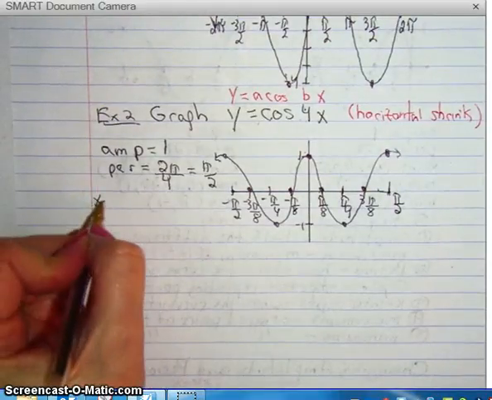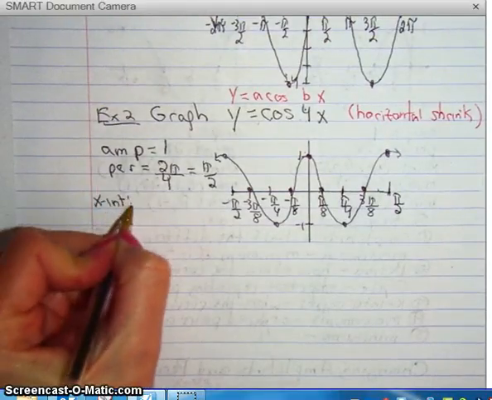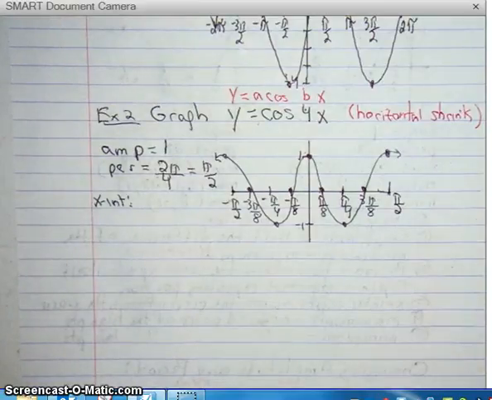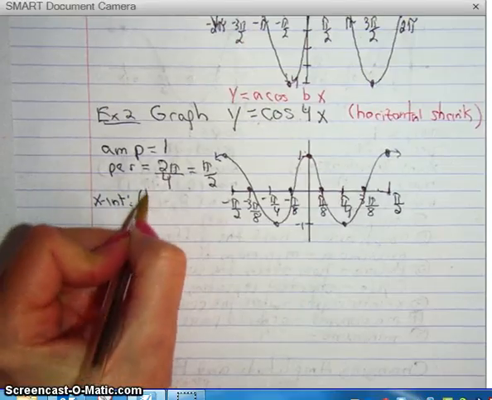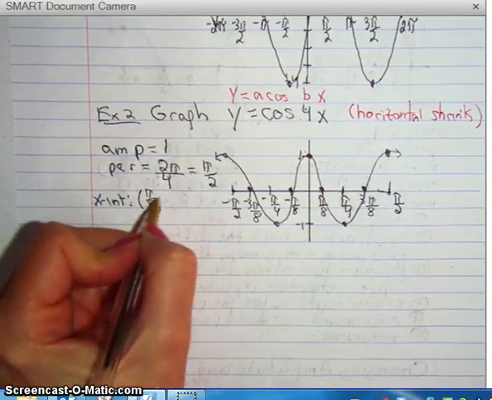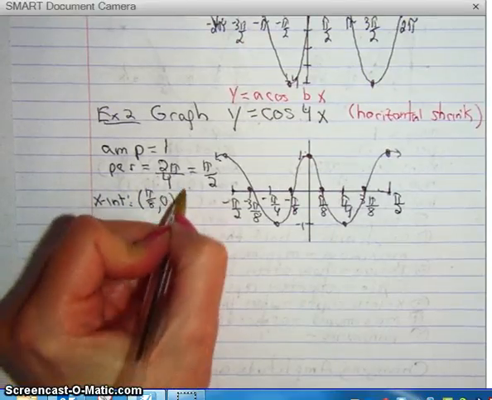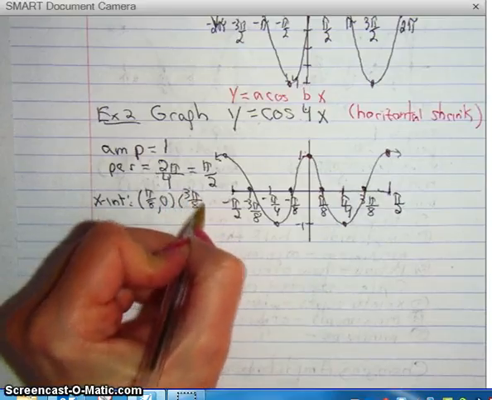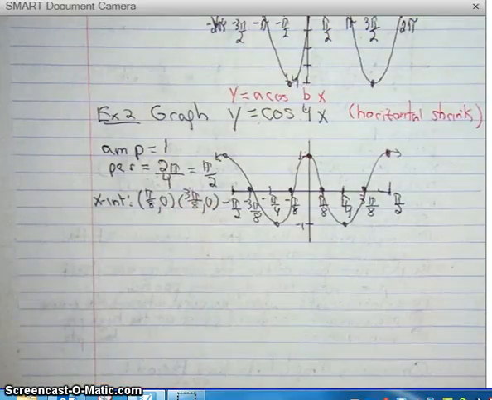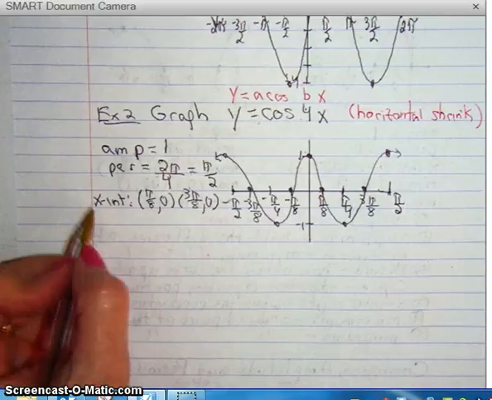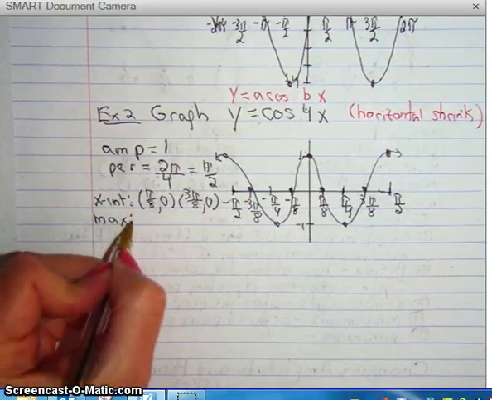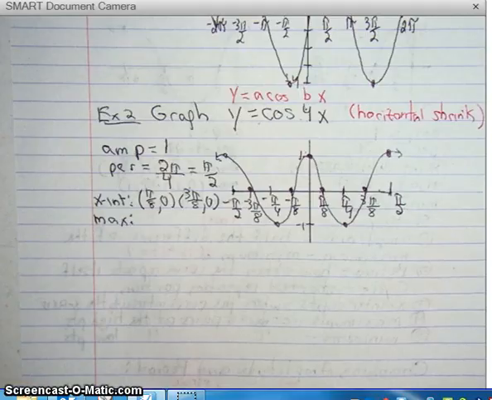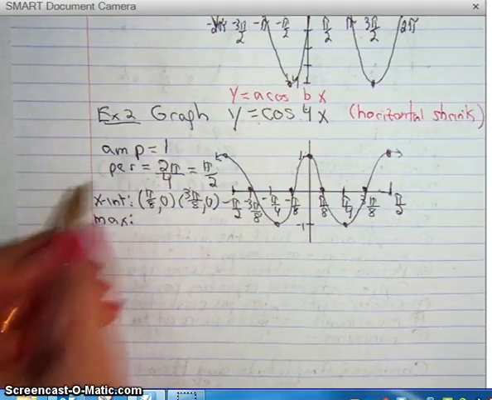X-intercepts. Sydney, and guys, only on the positive side. I would never ask you for the negative side. Sydney, we got 2 of them. Where are they at? Pi over 8, 0. And 3 pi over 8, 0. Thank you, ma'am. Philip Max, and we have 2 of them. Go.